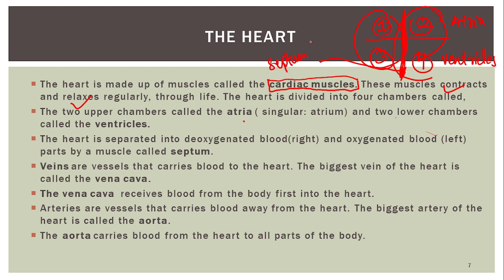Veins are vessels that carry blood to the heart. So let's say we have our heart here. Veins will carry blood towards the heart, and arteries do the opposite. Arteries carry blood away from the heart. And now the biggest vein in our body is called the vena cava, and the biggest artery in our body is called the aorta. The aorta carries blood from the heart to all parts of the body.